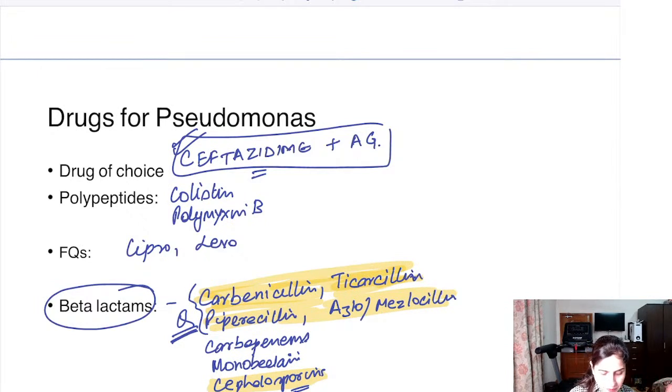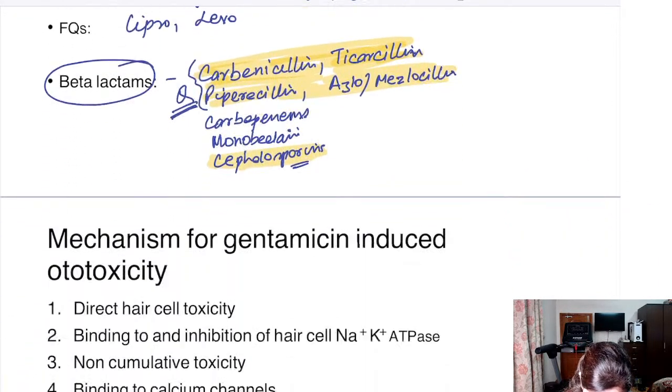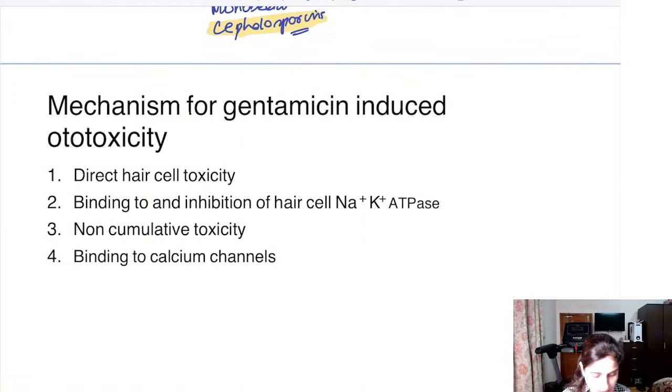Ceftazidime, cefoperazone, cefepime, cefpirome can be used. And then you have to know this one, very very important, the drug of choice. So MRSA, VRSA, VRE, anti-pseudomonal, all of them are important here. Okay. Now, gentamicin: mechanism of gentamicin induced ototoxicity.